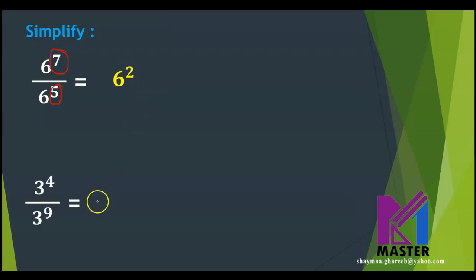Let's see one more example. 3 to the power of 4 over 3 to the power of 9. I will do exactly the same. Keep the base number as it is, which is the 3, and subtract the powers, the first minus the second, which is 4 minus 9. So 4 minus 9 gives negative 5. Then the answer will be 3 to the power of negative 5.